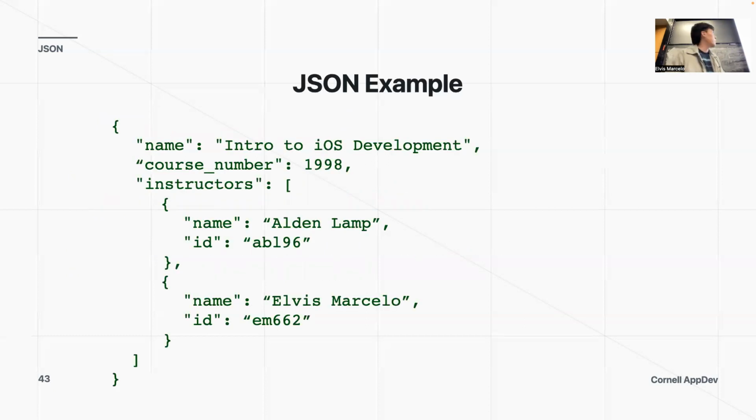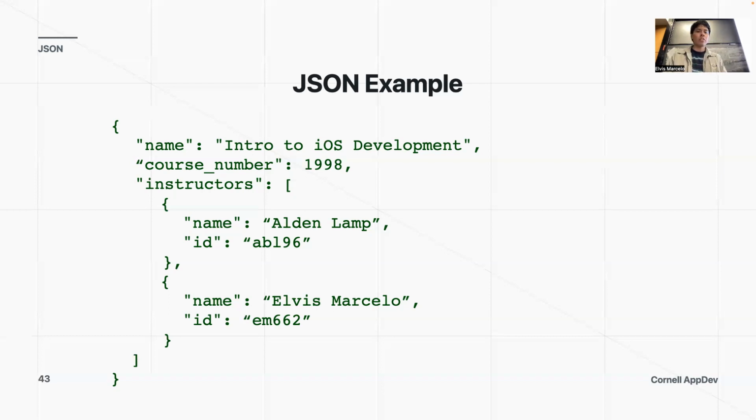So when I have name within my JSON, it maps to an Intro to iOS string. When I have course number, I can map that to an int. And I could also have an array, like a mini JSON object within my JSON object here. I could have this instructors array that gives me even more information that I'm going to have to work with.